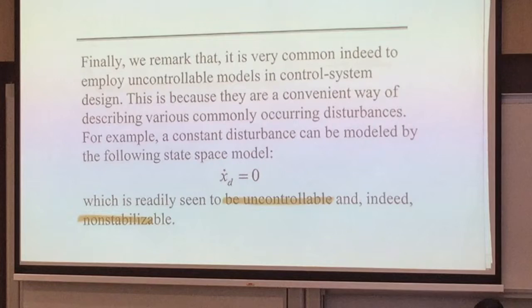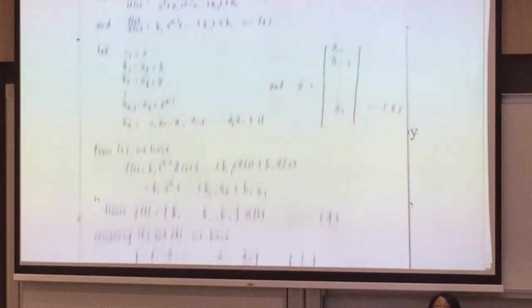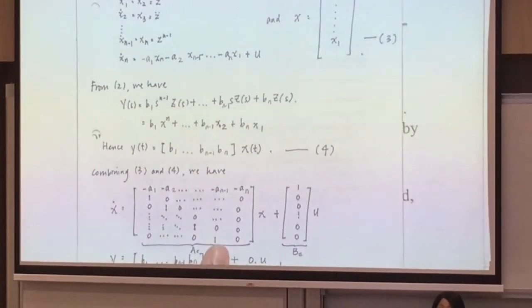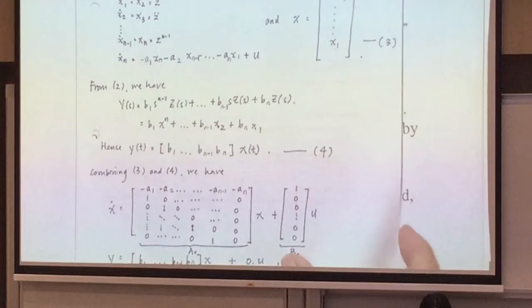On Moodle, there is actually a proof for why the controllable canonical form is like this. So let's say that this is totally optional, for those who are interested to know why a controllable canonical form looks like this. It's available in Moodle.